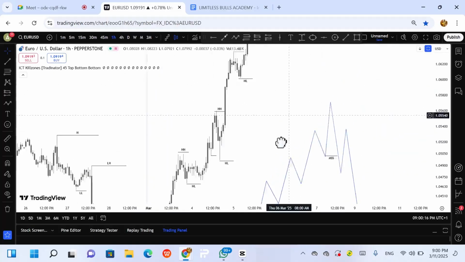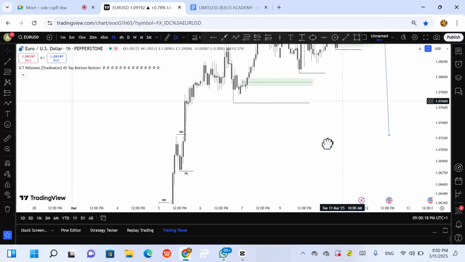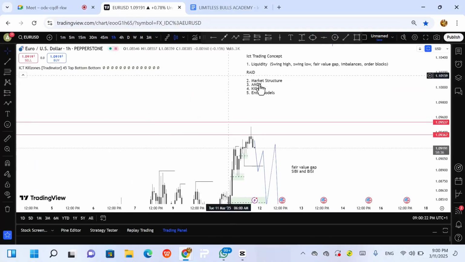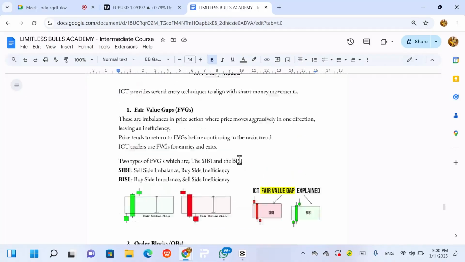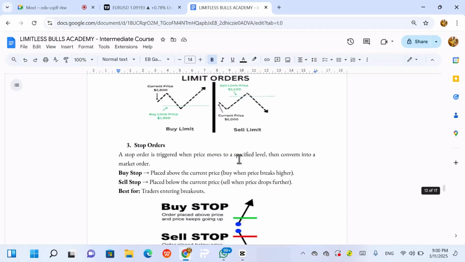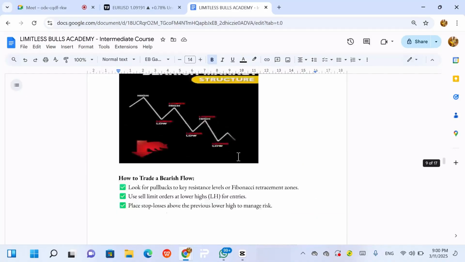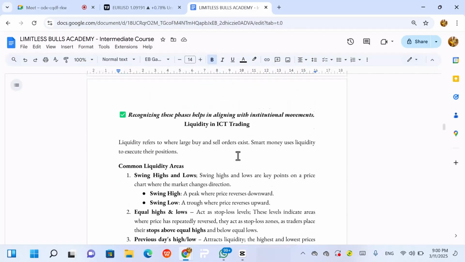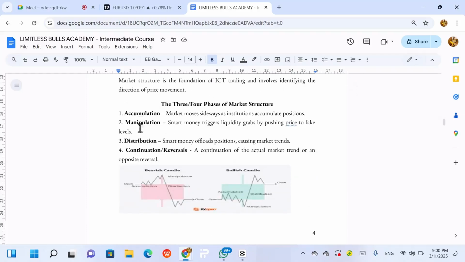So what is the next concept now? We'll be looking at AMDX. So look at this now. AMDX. So AMDX is what? Is a 3 or 4 phase of market according to ICT. That is the accumulation, the manipulation, the distribution, and the continuation or the reversal. So this is what we'll be looking at.